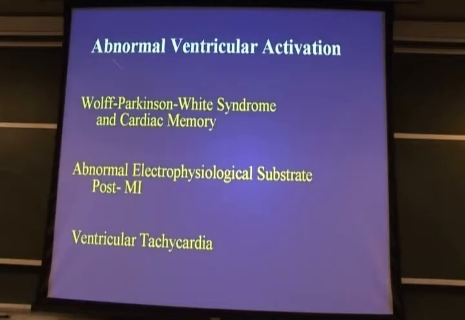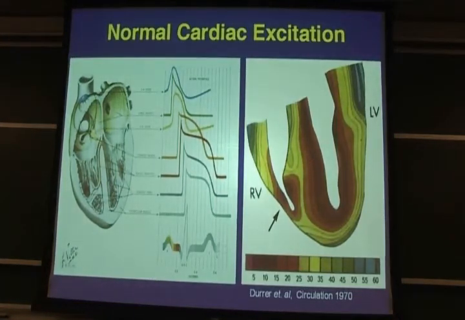I'll go now to the ventricles, and I wanted to show a case of Wolff-Parkinson-White syndrome and cardiac memory, then abnormal electrophysiological substrate after myocardial infarction, a heart attack, and then a ventricular tachycardia case. And so again, this is normal activation, very organized, broad wavefront propagation from endocardium to epicardium. Okay? And the last area to activate is the base of the left ventricle. The base of the left ventricle is the latest to be activated. And here is the right ventricular breakthrough, which is the first thing you see on the epicardium as epicardial activation.